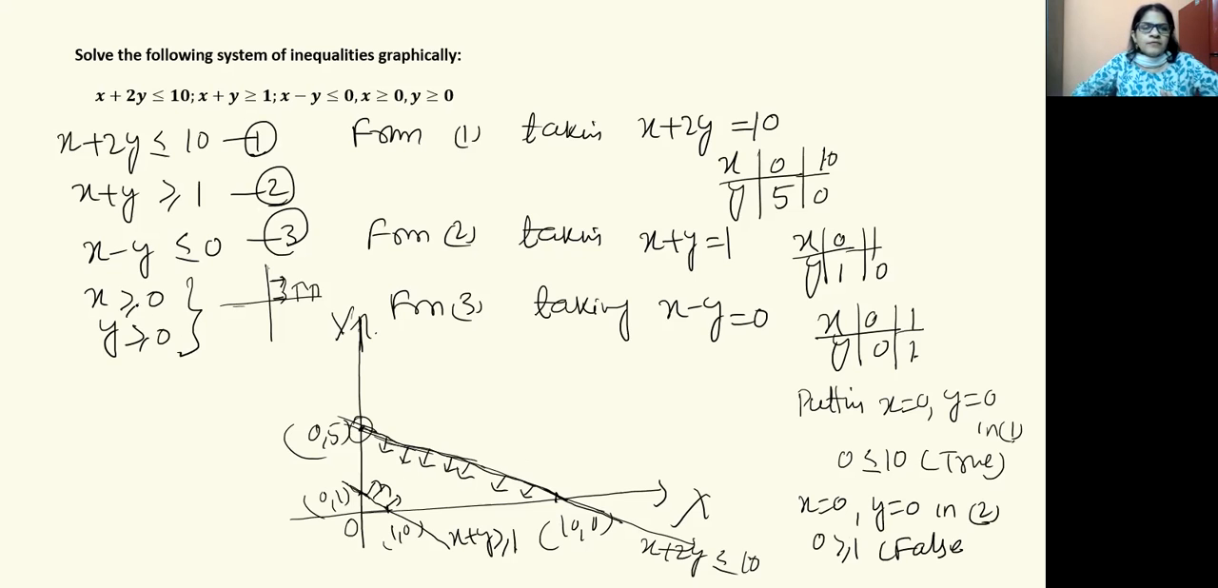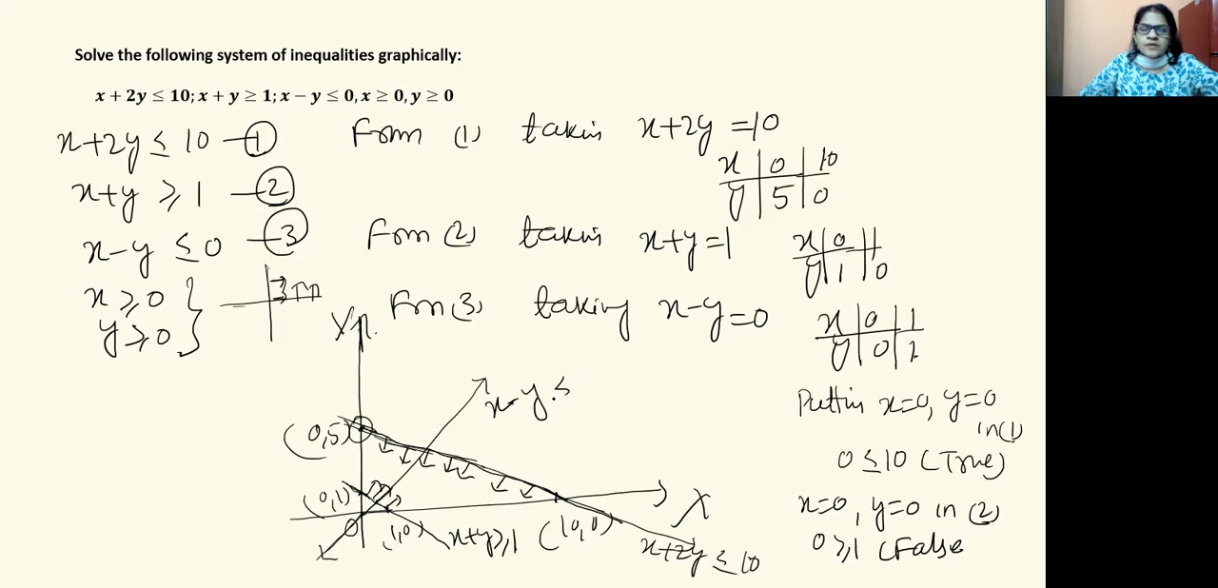Then the third one is x minus y. So (0, 0), (1, 1), (0, 0), (1, 1). So you are getting the line like this. At the moment you draw the graph, you name it, because when many inequations are involved, most likely we may make a mistake. So that is the reason we write the name immediately.